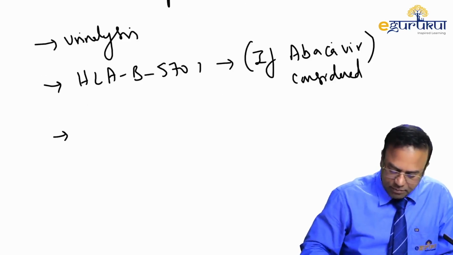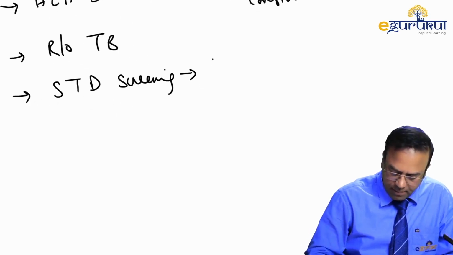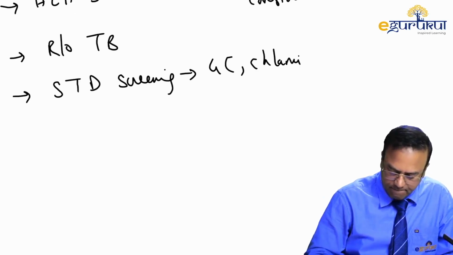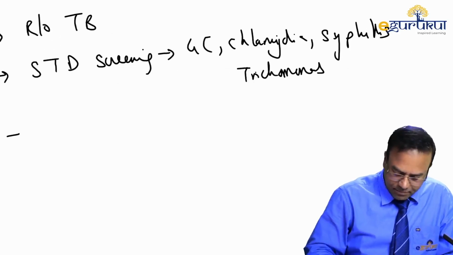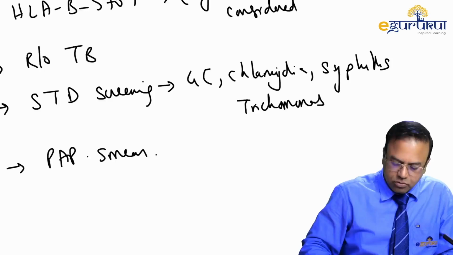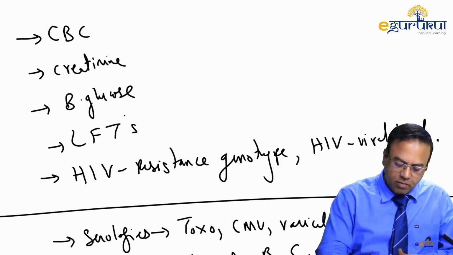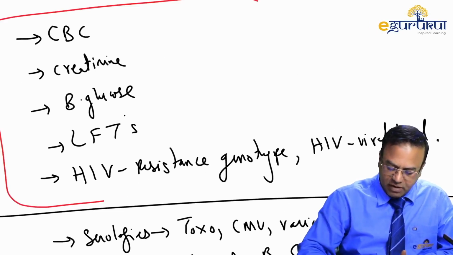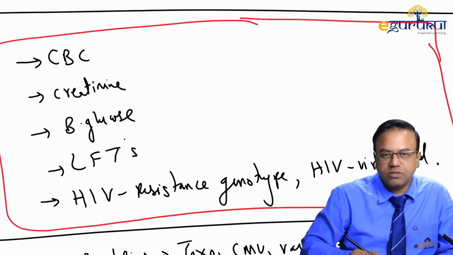Obviously, rule out tuberculosis. Standard STD screening should be done. Sexually transmitted disease screening for gonococci, for chlamydia, syphilis, trichomonas. In a female, pap smear becomes important. So these are all additional investigations that can be done. But what is important is the ones that I've listed out first over here. This is definitely what you need to get done in a patient who is found to be having HIV positive.